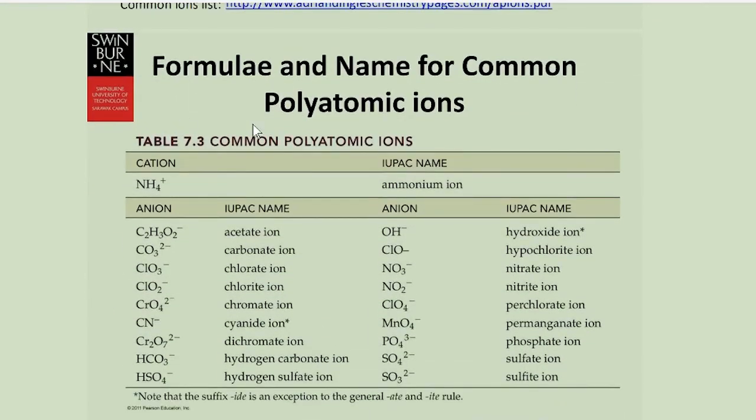Now, names of some formulas and common polyatomic ions. They are polyatomic ions when there is more than 1 or 2 atoms in that ion, because here we see nitrogen and hydrogen, and carbon, hydrogen and oxygen. So these are polyatomic ions. This is a cation called the ammonium ion, and this is the acetate ion. This comes from acetic acid.